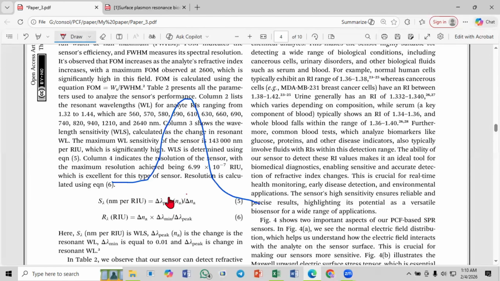Then think about another curve like this one. Think that this is for 1.41 and this curve is for 1.42. Let's think that this is the resonance wavelength. For example, for 1.41 it is at 1000 nanometer. At 1000 nanometer, the loss for 1.41 is kind of similar to that of 1.42, right?